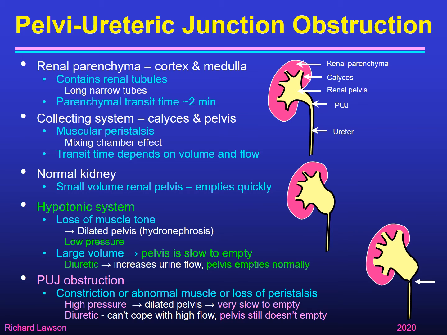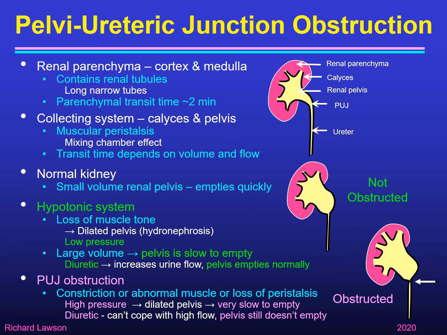On the other hand, in case of PUJ obstruction, where we've got a constriction or some abnormal vessel or loss of peristalsis at the PUJ here, that has a high pressure, and that pressure will of itself lead to a dilated renal pelvis and give very slow emptying for that kidney. And if we give a diuretic to this patient to try to increase the flow rate, the kidney like that with its obstruction won't be able to cope with the high flow, so the pelvis still doesn't empty.